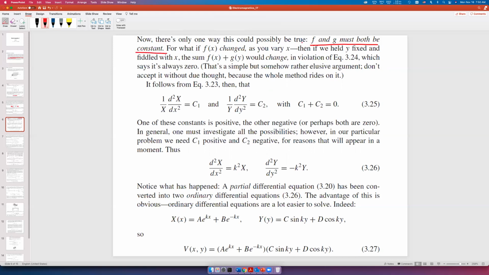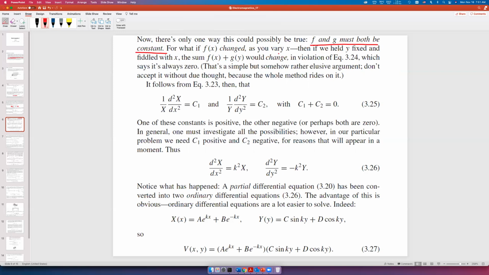Why? Because suppose f is not a constant. If f is not a constant, you may change x, and then f(x) might change. Then if we held y fixed and fiddled with x, the sum of f plus g would change. So try to understand this sentence, or this paragraph.